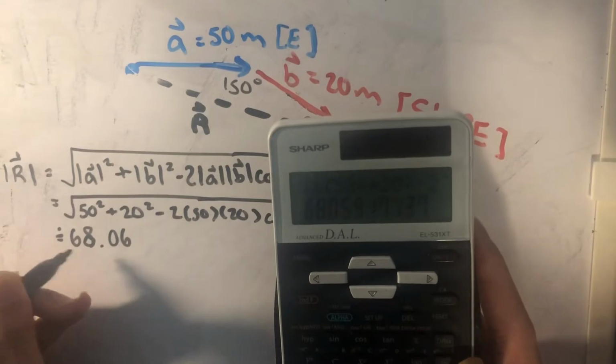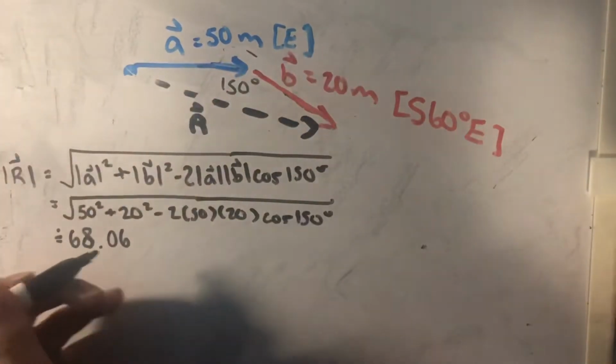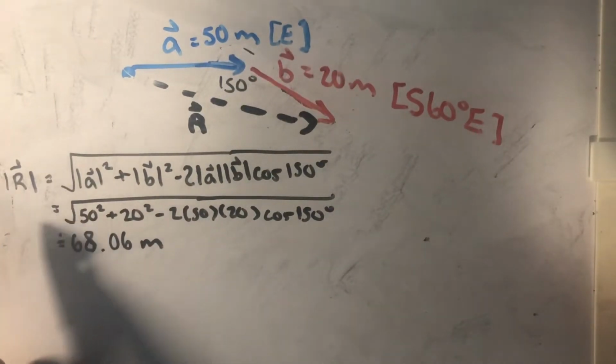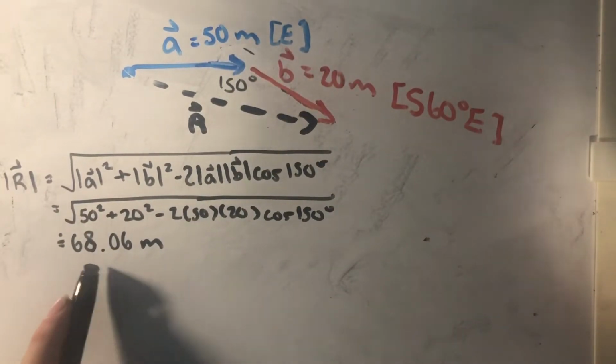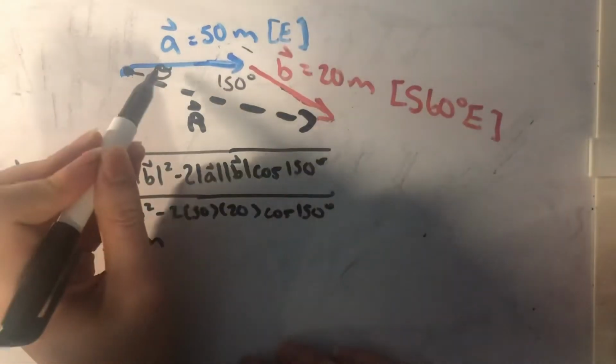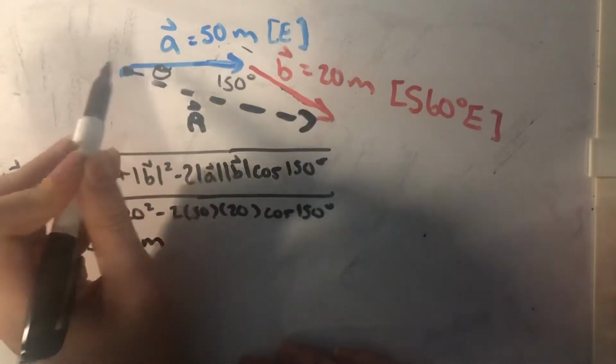So I got about 68.06, and our units are meters, so it's 68.06 meters. Also note that I'm using magnitude bars for my resultant because this isn't the final vector. I need to find direction, which I'm going to do right now. So I want to find this angle right here because that's where my resultant vector begins. It's where its tail is.